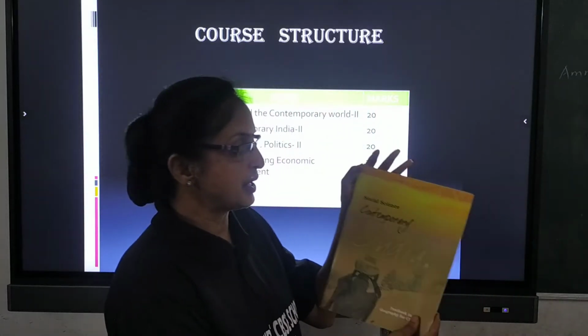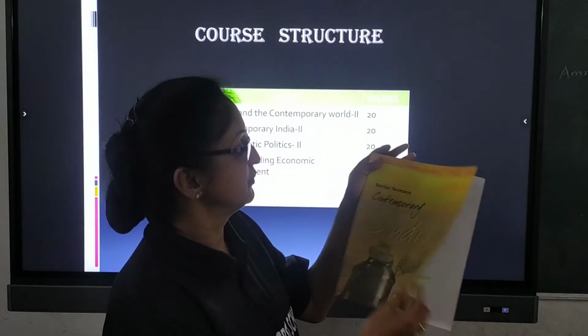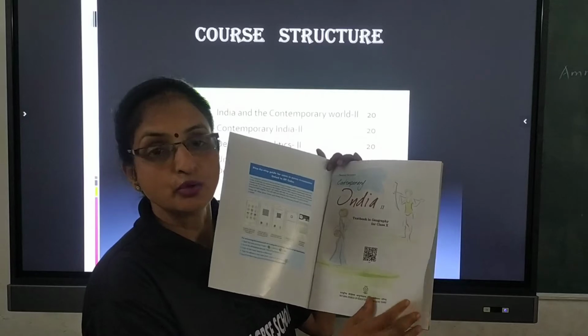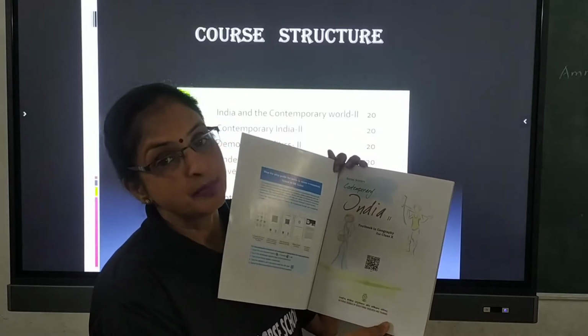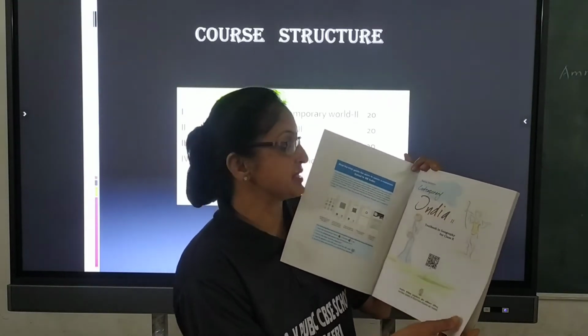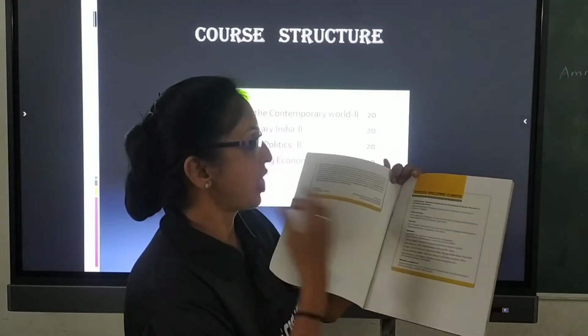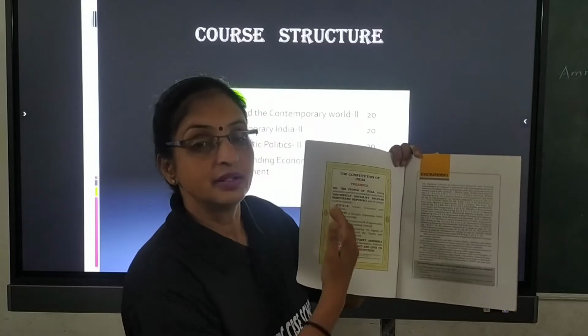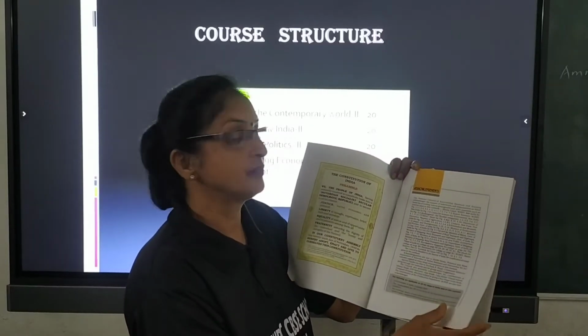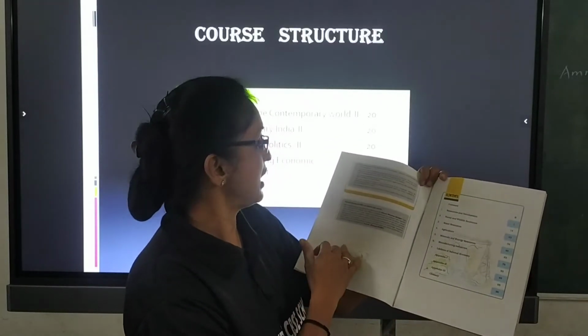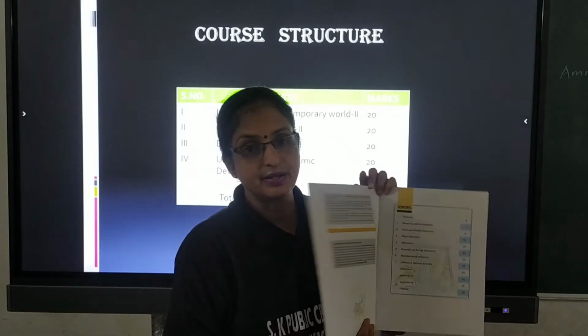The third unit is Geography. This is Contemporary India Part 2. It is very important to know your textbook before knowing your lessons. It is the same here. The foreword is given. Then the Constitution of India, acknowledgements, and next is the content.